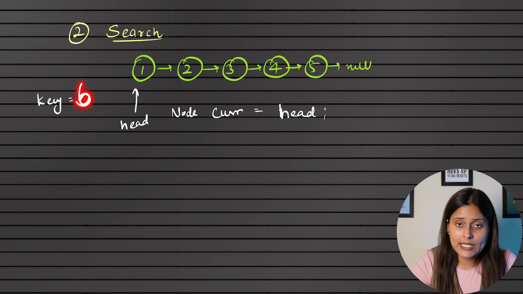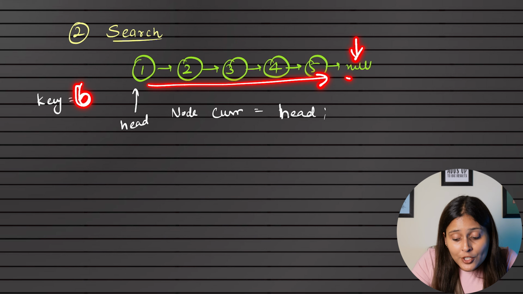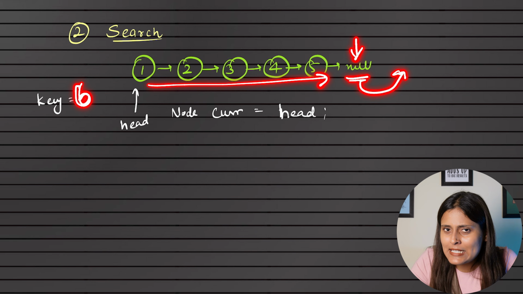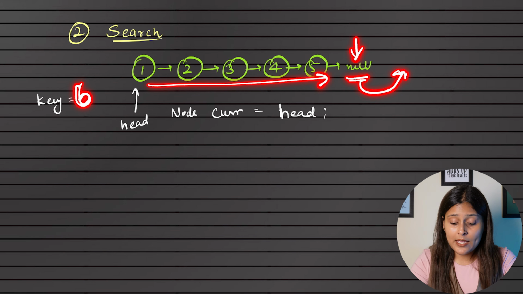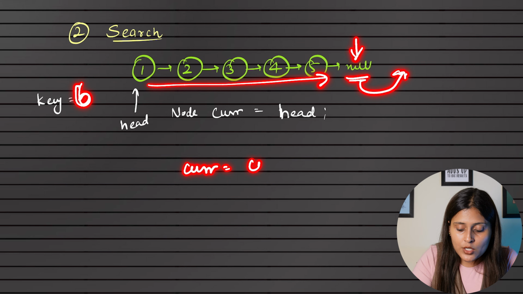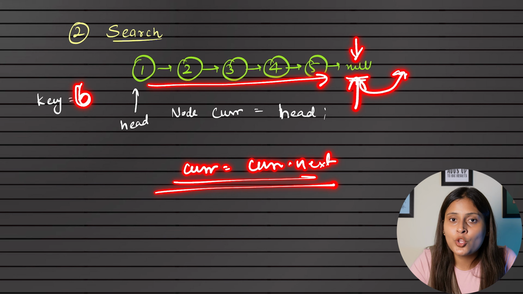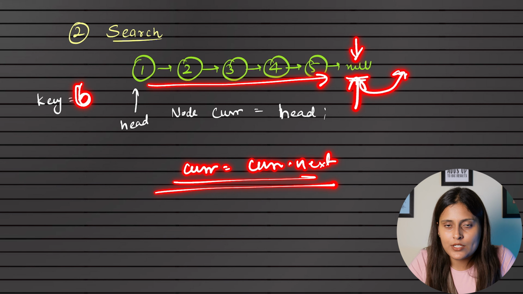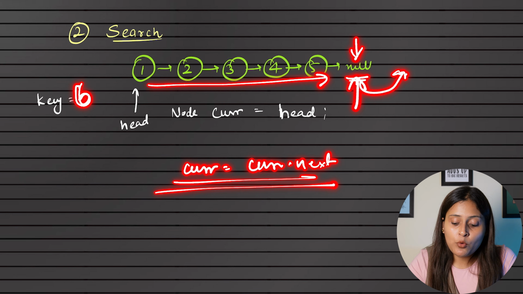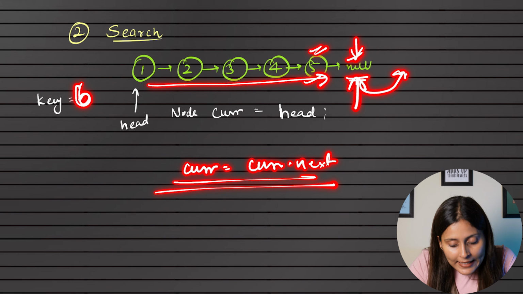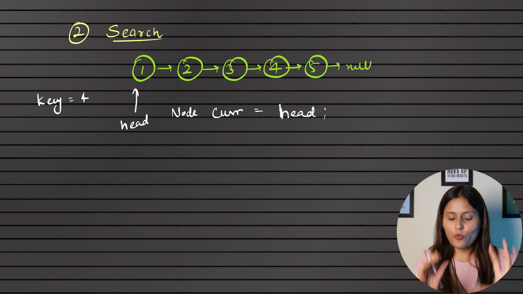Suppose we have to search 6 and you end up moving to null. Can you move further? Is there any possibility? I'm saying this because we are moving through current is equal to current dot next, this piece of code, correct? When you reach this null, it has no dot next pointer, so this will give you a null pointer exception. We want to save ourselves from this, so definitely we will move our current until it does not hit any null pointer.